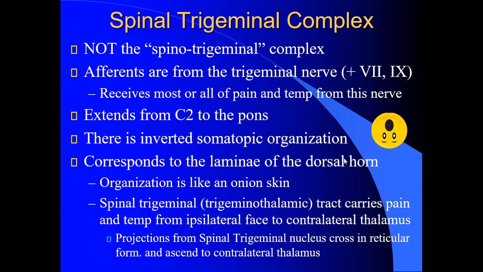It corresponds to the laminae of the dorsal horn. It's organized as the dorsal horn is, in an onion skin kind of way, layer upon layer upon layer. We will study that in our talk on incoming sensory. But right now, I want you to just again take away that this complex carries pain and temperature from the ipsilateral face, but then projects to the contralateral thalamus.